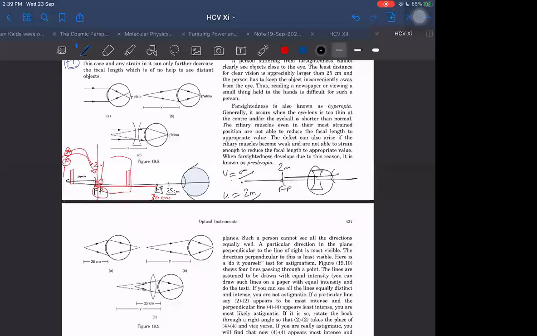U is infinity. Object is at infinity. I want the image to be formed here. V should be 2 meters. Image should be formed at 2 meters. Then I will write the formula 1 by V minus 1 by U this time. 1 by V minus 1 by U is equal to 1 by F.